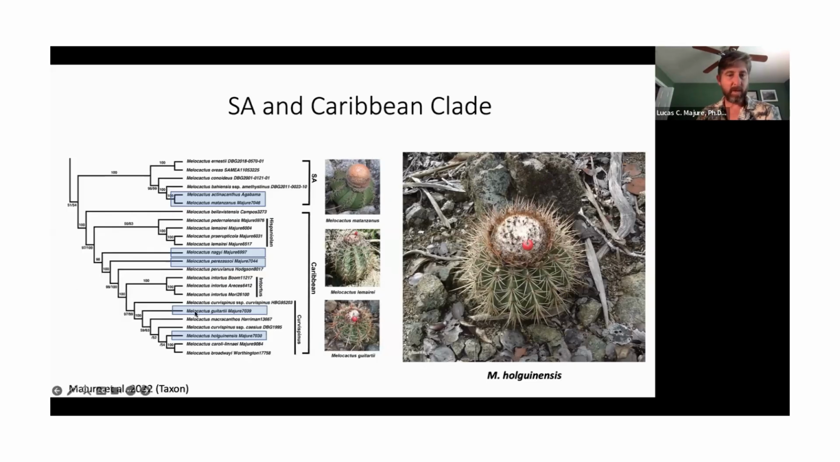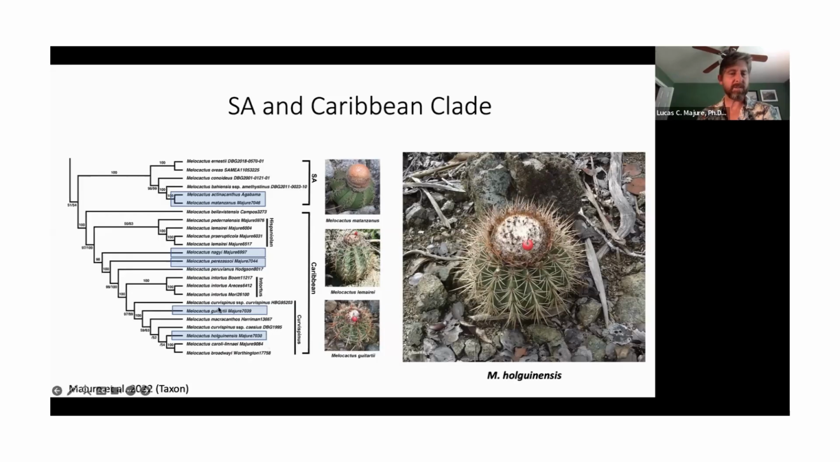And then we have what has been synonymized as Curvispinus guittarti, falling in the Curvispinus group. So that makes sense. Holguinensis also falls within this Curvispinus group. But you can also see we've got some of these other species, Melocactus macrocanthus, Caroli lenai from Jamaica, Broadwayi from the Southern Lesser Antilles, falling within this Curvispinus group. So there's a lot of morphological variability in this group. These species can be pretty hard to tell apart.